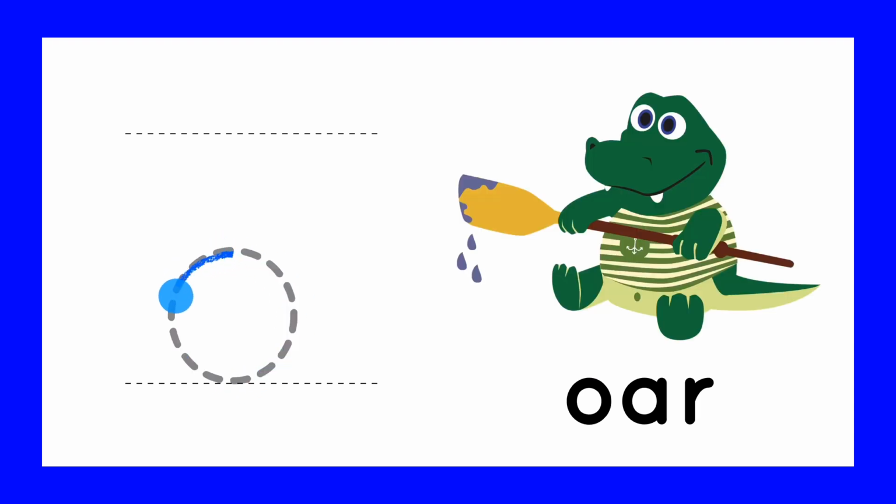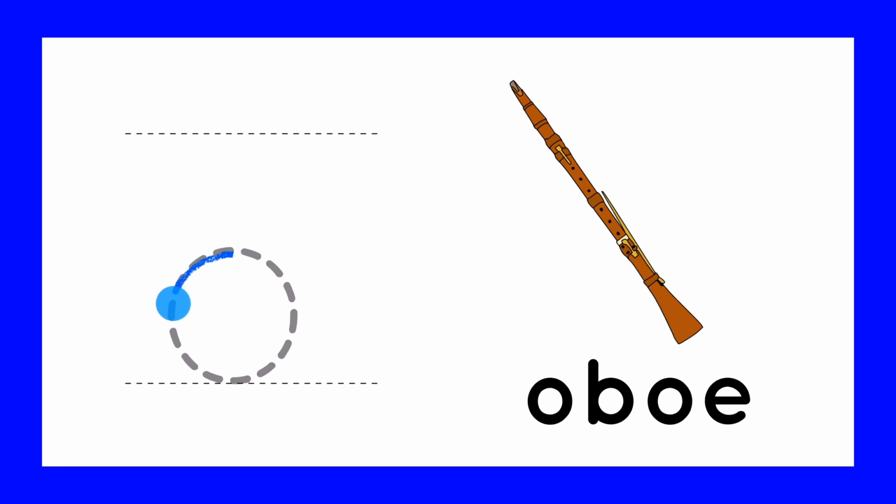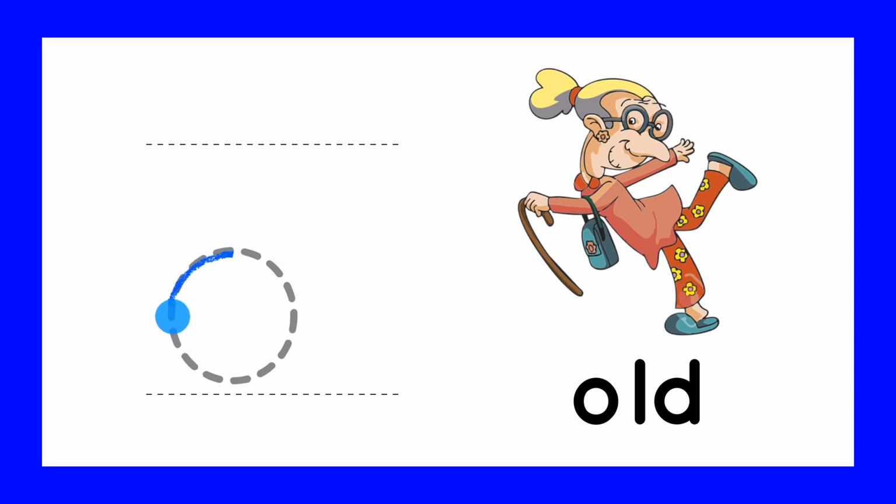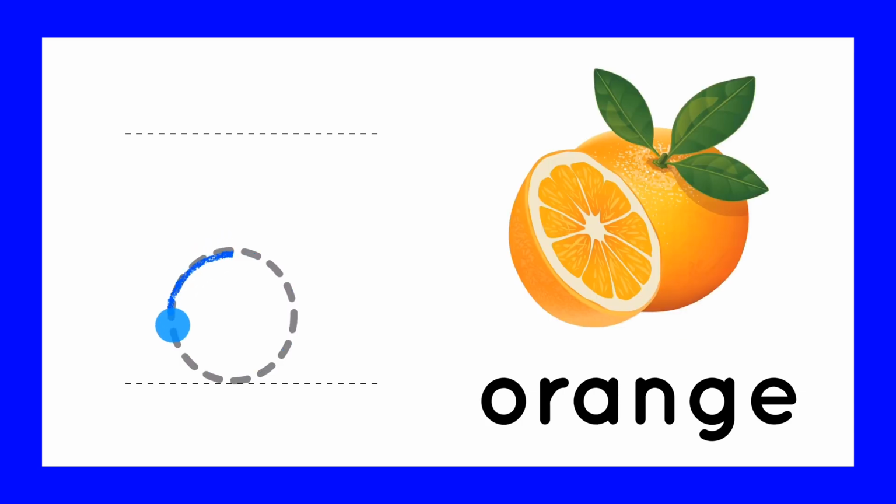Now let's look at some words that begin with the letter. O for open. O for all. O for oboe. O for old. And O for orange.